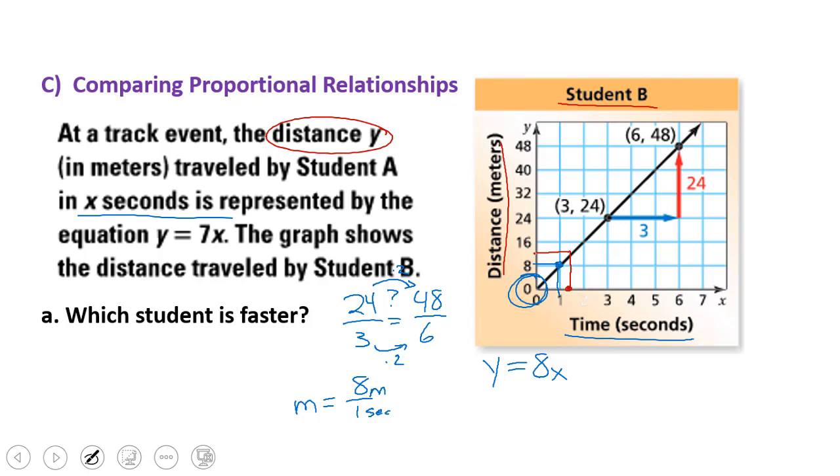Now, why don't we go less than (0, 0)? Why don't we go negative? Yeah, that's right. We cannot run negative meters in negative time. That would not make sense in the real world.